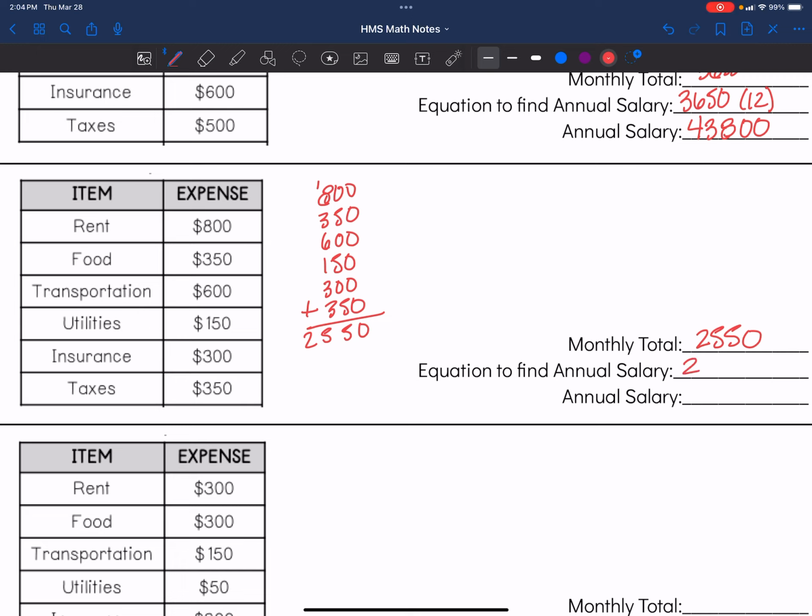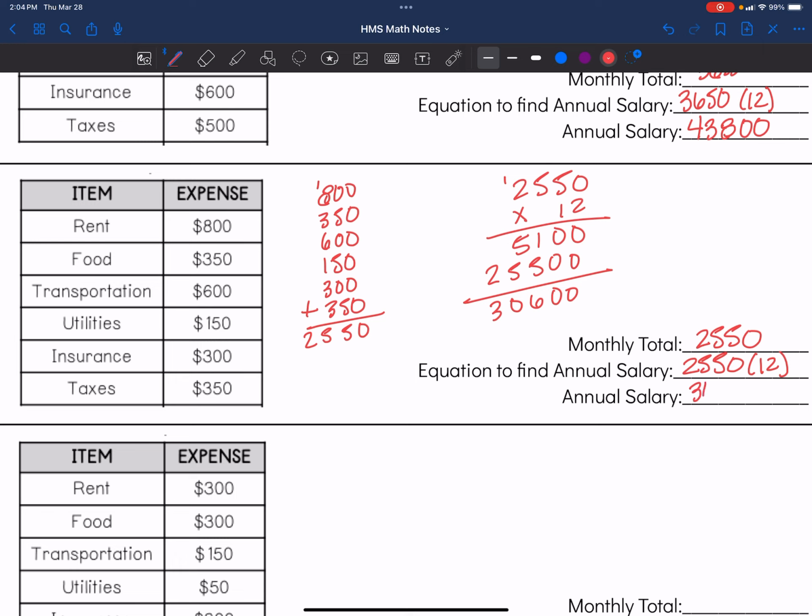And then I'm going to multiply that by 12 to figure out my yearly. 5 times 2 is 10. 5 times 2 is 10, plus 1 is 11. 2 times 2 is 4, plus 1 is 5. There we go, 0 placeholder. All right, so this family would need to earn more than $30,600 in a year.